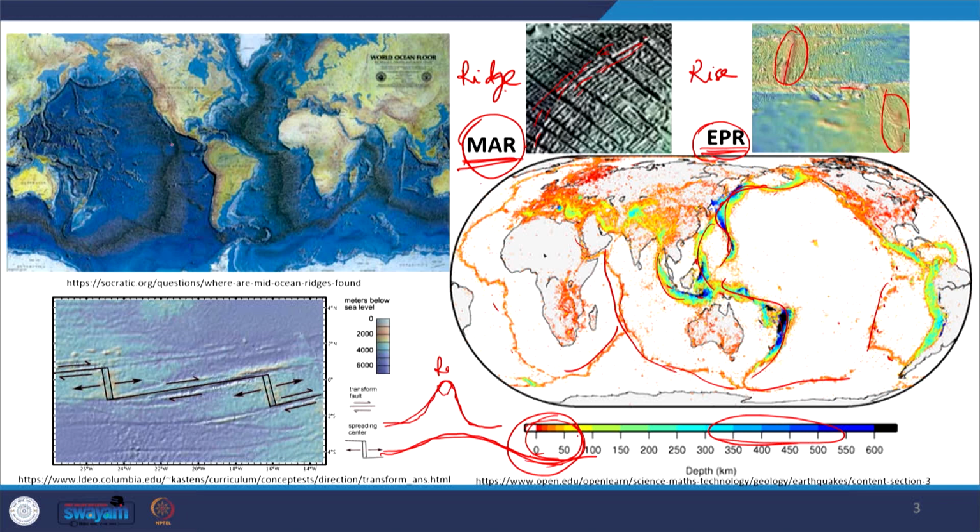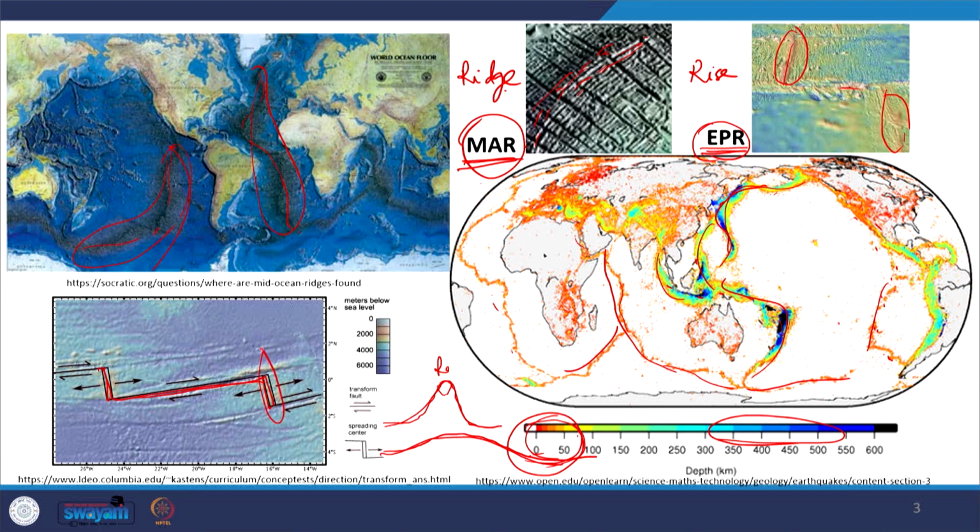Now you see this is the global distribution of the mid-oceanic ridge system. Here the mid-oceanic ridge is very rough as compared to the East Pacific rise. This one is the mid-Atlantic ridge, and this is the East Pacific rise, and this is the transform fault. If you see, this is the ridge and this is the ridge segment. So, this is the separation and this is called the transform fault.